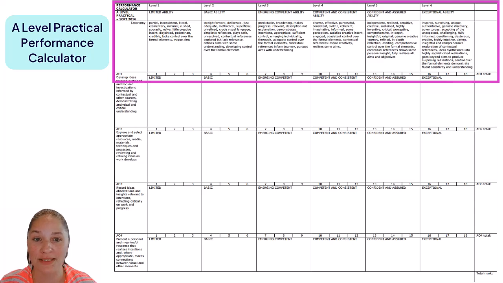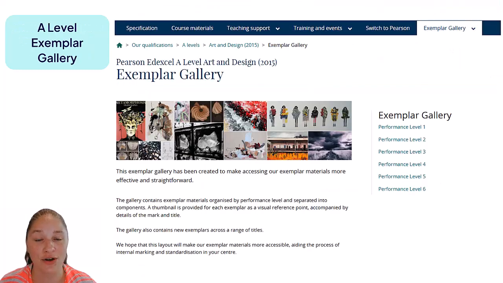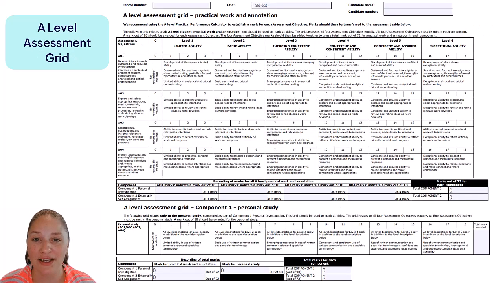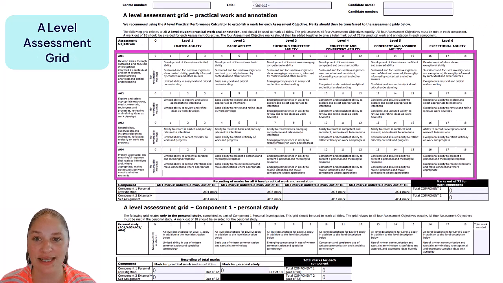First, you will use the performance level descriptors outlined in the A-Level Practical Performance Calculator to establish a best fit performance level alongside the exemplars published in the exemplar gallery. Then you will move on to the assessment grid to establish a mark for each assessment objective. These are added together to calculate the total raw mark for the component, and each of the 4 assessment objectives has an equal weighting of 25%.